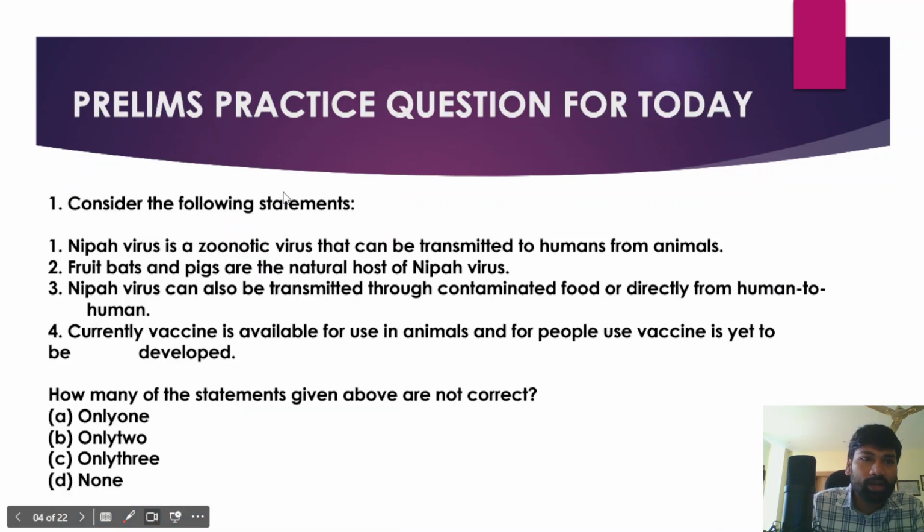Today also I have given you a very important practice question, with respect to the Nipah virus, which we have discussed in our previous classes. The question was: consider the following statements. First statement: Nipah virus is a zoonotic virus that can be transmitted to humans from animals. Second statement: fruit bats and pigs are the natural hosts of the Nipah virus. Third statement: Nipah virus can also be transmitted through contaminated food or directly from human to human. Fourth statement: currently a vaccine is available for use in animals, and for people a vaccine is yet to be developed for the Nipah virus.